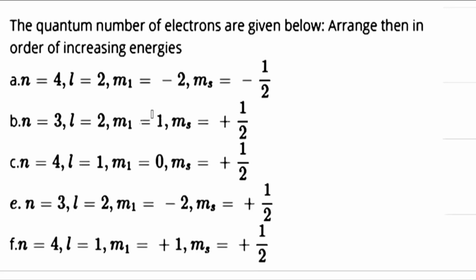So now first of all let us see the question. In the question we have been given quantum numbers of electrons and we have to arrange them in the order of increasing energies, right? First of all we have the principal quantum number, then the azimuthal quantum number, and magnetic and spin quantum numbers are also given here, right? So let us just see how we can solve this question.